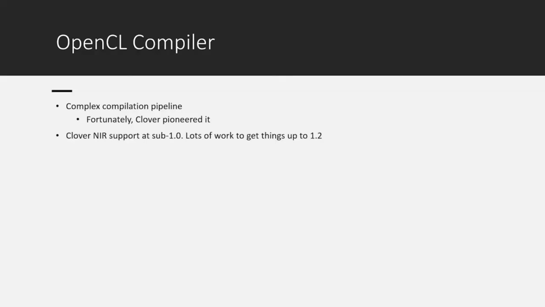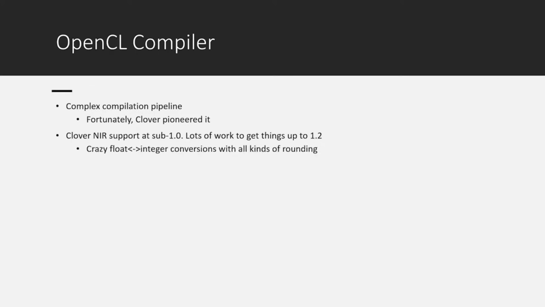OpenCL. As I mentioned earlier, the only thing that exists in Mesa today is the OpenCL compiler. The runtime is separate. The OpenCL compiler is a very complex compilation pipeline. Fortunately, we didn't have to invent it entirely. Clover, which is Mesa's OpenCL runtime, did pioneer it for us. At the time that we started this project, Clover's support for OpenCL was kind of sub 1.0. It wasn't complete, and it definitely wasn't up to OpenCL 1.2, which is what we wanted to support. So we had a bunch of work ahead of us to improve things.